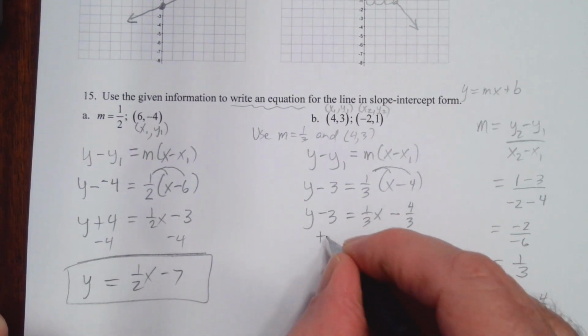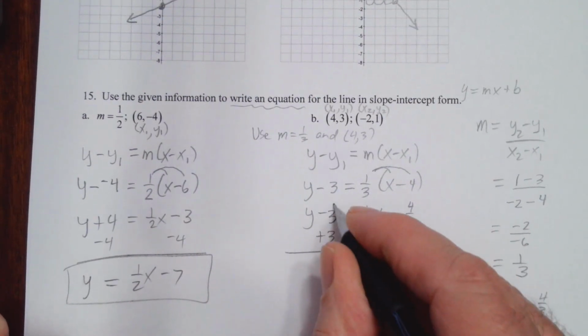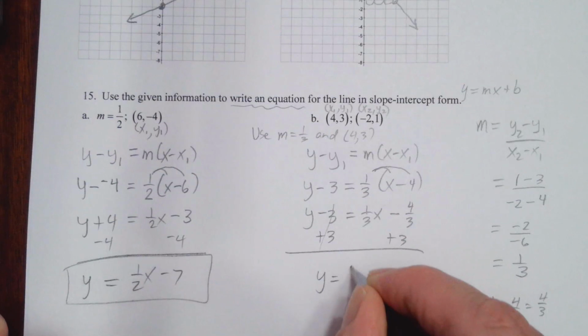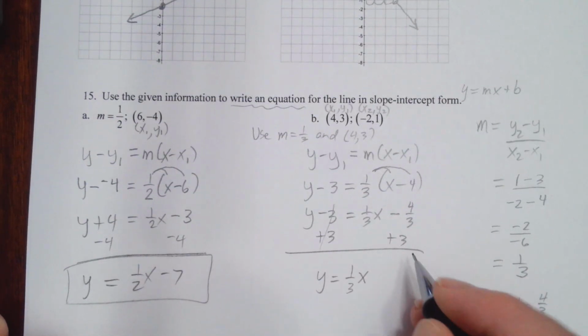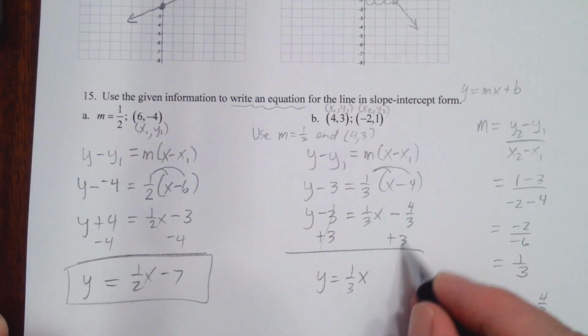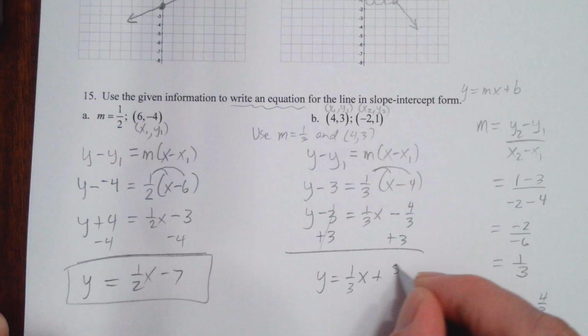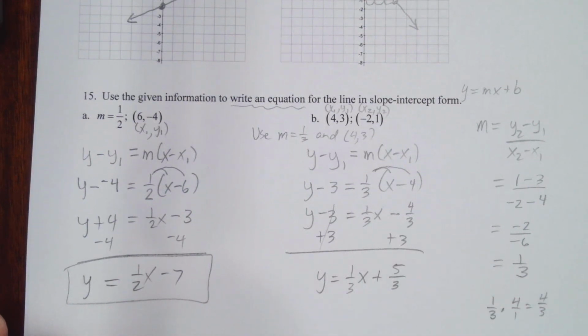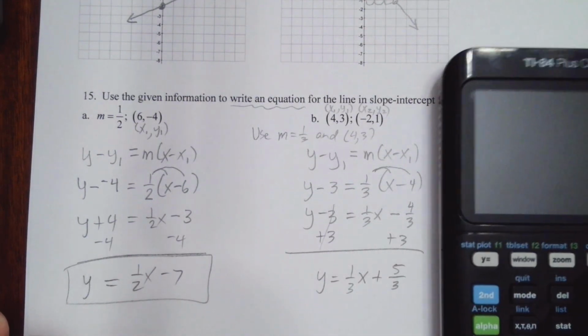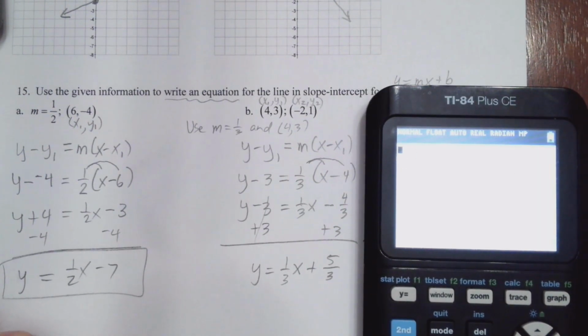Okay, so we're almost done. We're going to add 3 to both sides. These add up to 0. You're left with y equals 1/3 x. Now, you can get a common denominator. This would be 9/3 minus 4/3. That's going to be 5/3. So hopefully you know how to do that. But again, you got your handy-dandy calculator here to help you as well.